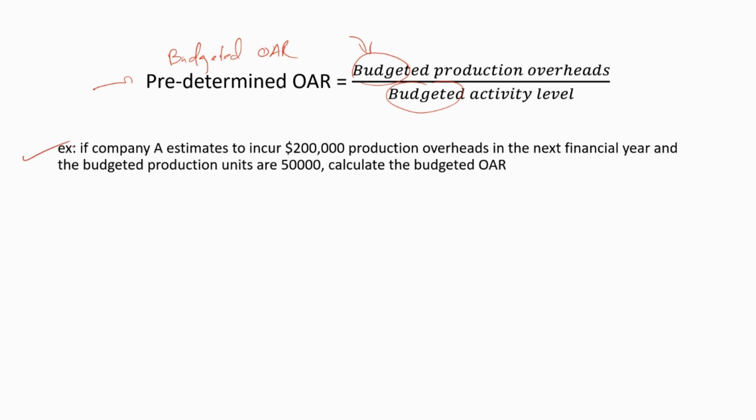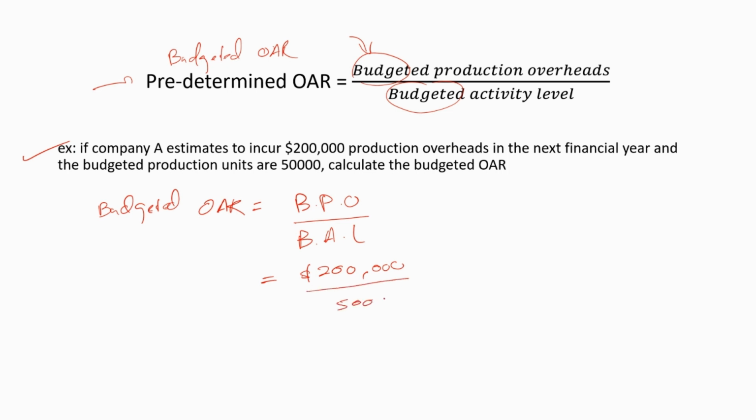Now let's do this example. If company A estimates to incur $200,000 production overheads in the next financial year and the budgeted production units are 50,000, calculate the budgeted OAR. So budgeted OAR is equal to budgeted production overheads divided by the budgeted activity level. The budgeted production overhead is 200,000 divided by the budgeted activity level of 50,000. This is equal to $4 per unit.